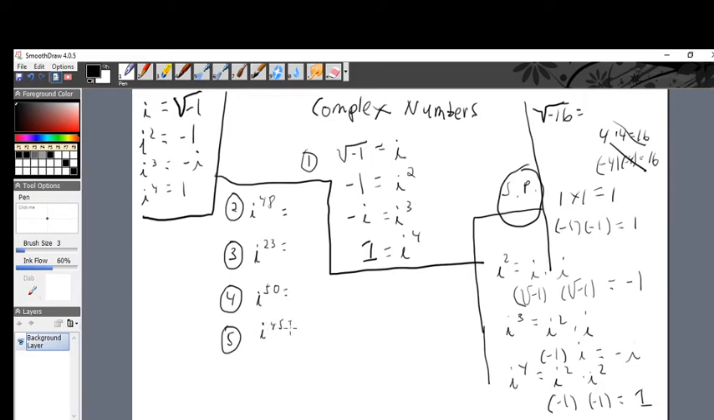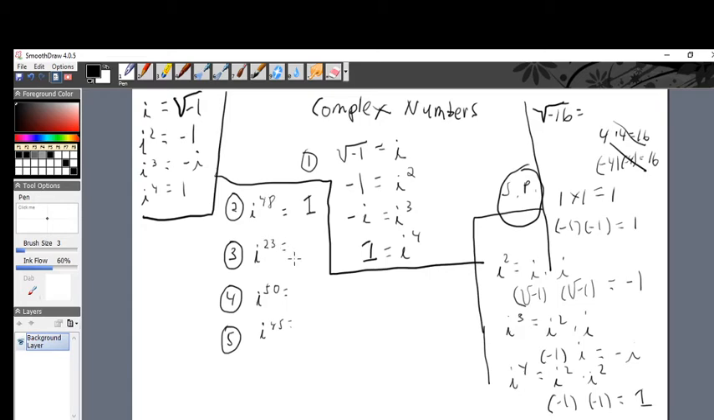Okay, now, i to the 48 is equal to 1. Any exponent that's divisible by 4, 48 is divisible by 4. You can divide 48 by 4, you'll get 12. So anything that's divisible by 4 is equal to 1. All right, very nice. How do I figure out what about i to the 23?